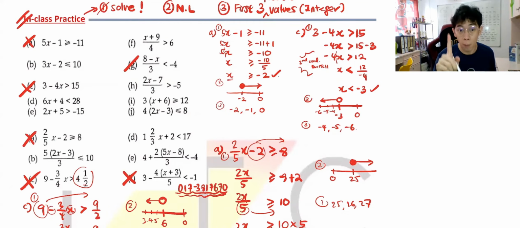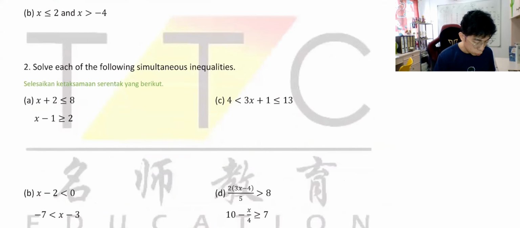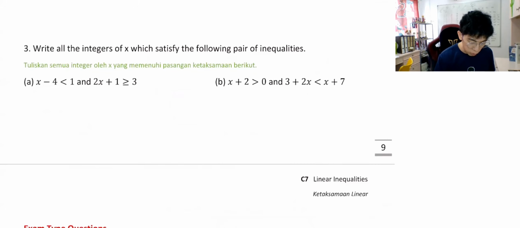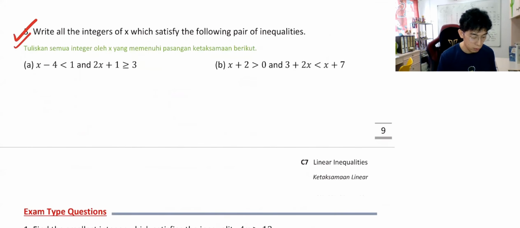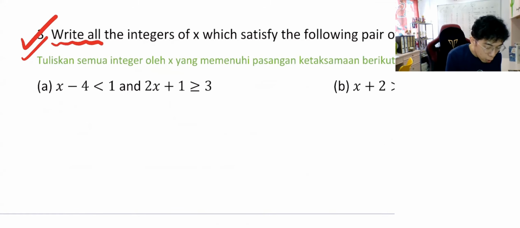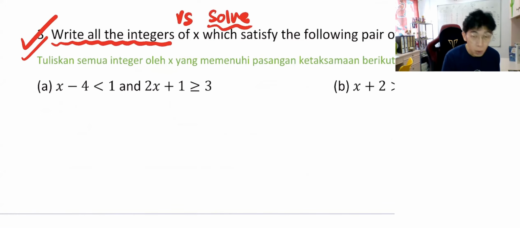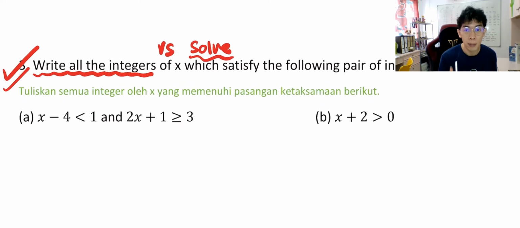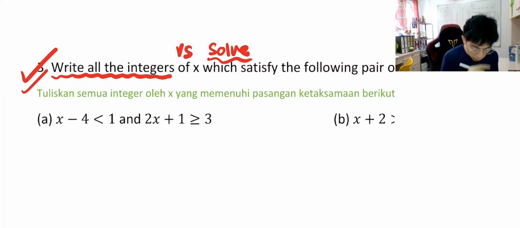I do one complete one. So if I'm gonna do one complete one, I will need you to look at this one. Page 9, question number 3. Now you have to look at this one. I will write in detail. You have to look at the questions on what they mention. Write all the integers versus solve. Two different ways of presenting the answer. Two different ways.